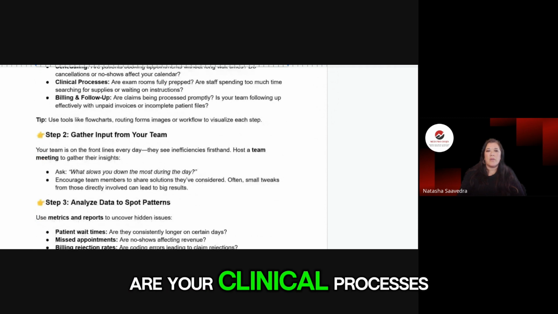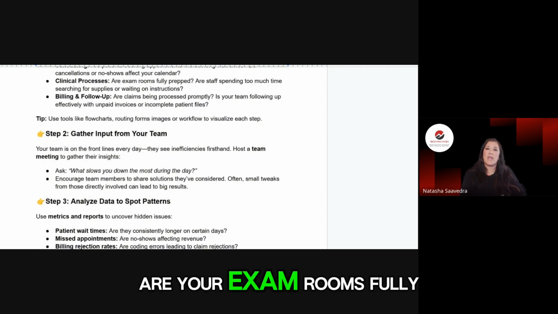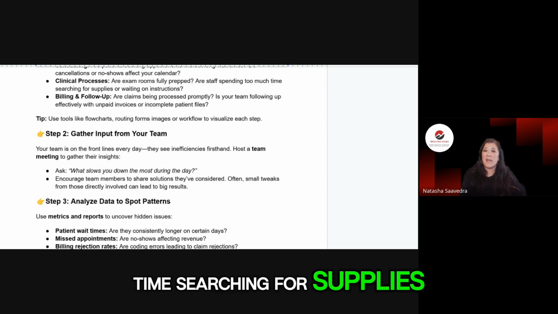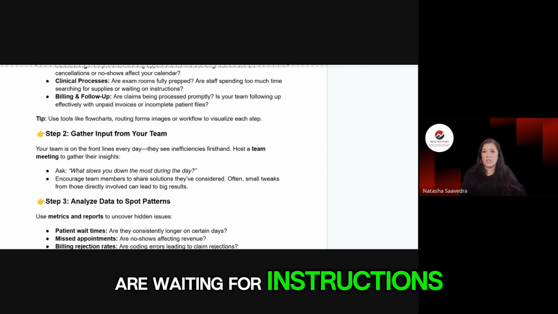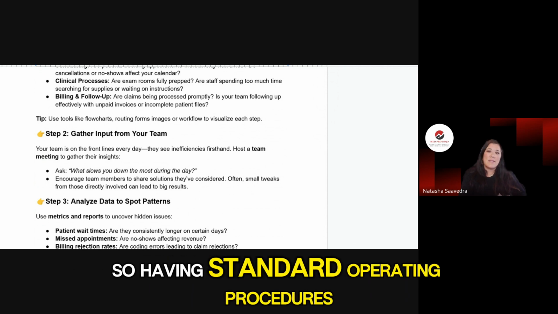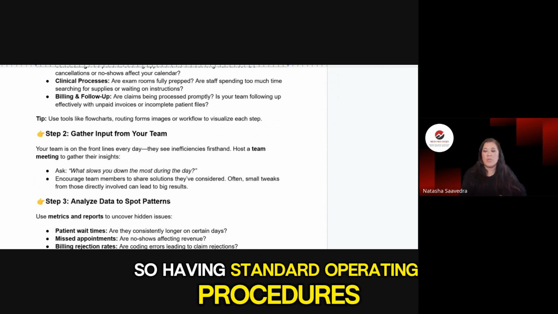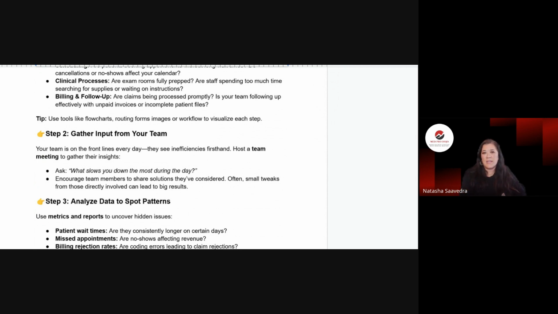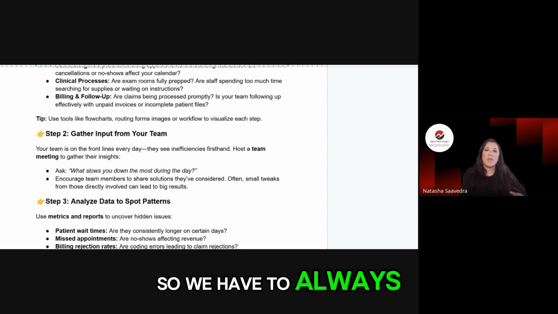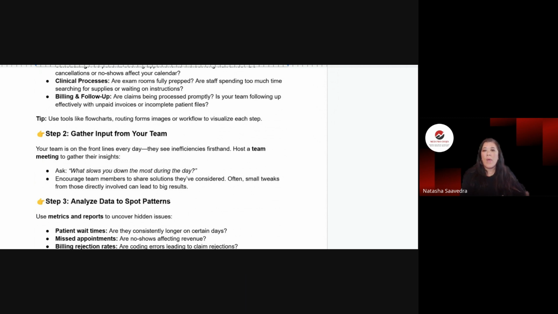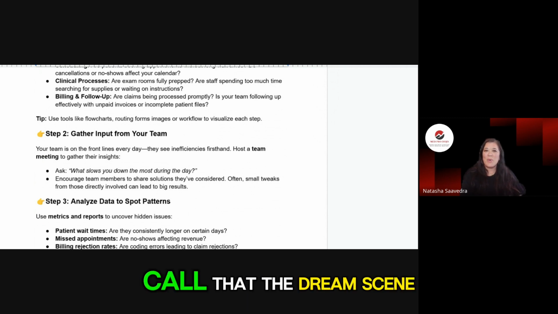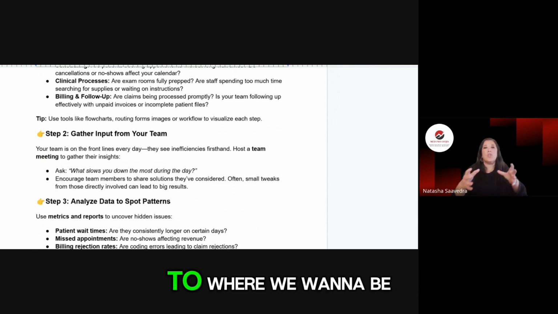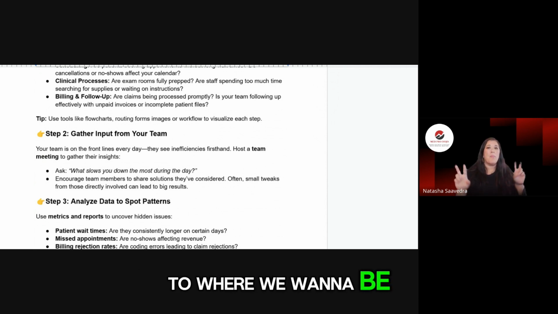And then what are your clinical processes? Are your exam rooms fully prepared? Are staff spending too much time searching for supplies or waiting for instructions? So having standard operating procedures in place, policy around how things happen. We have to always remember, how do we get to the well-oiled machine? We call that the dream scene. How do we move from where we're at currently to where we want to be perfectly?